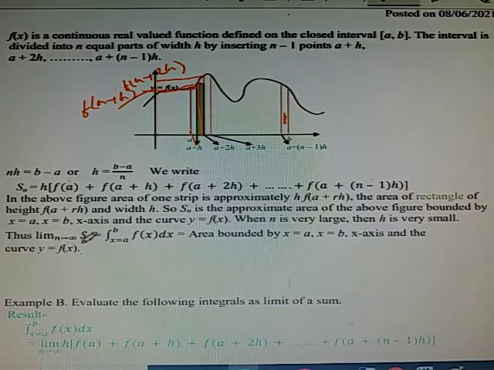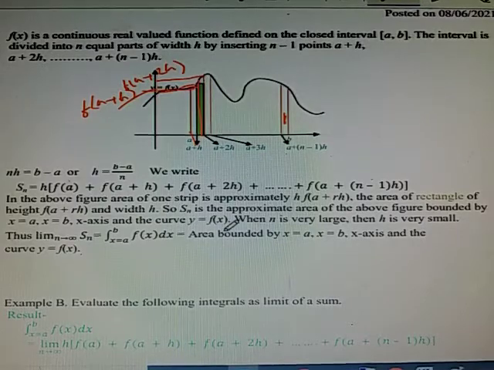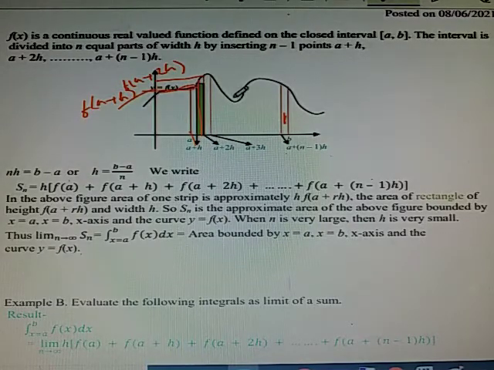We are taking the limiting value. So limit s n tends to this as n tends to infinity. This is the definite integral, with limit from a to b, and this is the area bounded by x equal to a, x equal to b, y is equal to f x. So our definite integral is the limit of a sum.